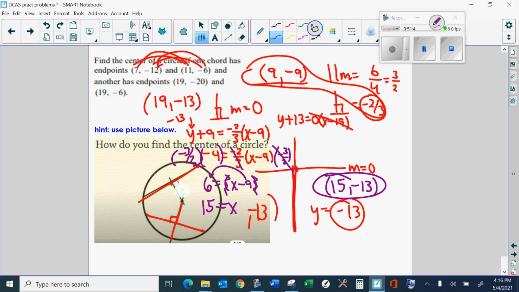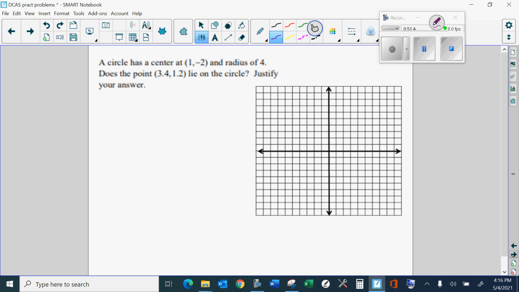Okay, right there. A circle is centered there with a radius of 4. So if I go ahead and make it, (x minus 1) quantity squared plus (y plus 2) quantity squared equals 4 squared, which is 16. Does the point (3.4, 1.2) lie on the circle? In other words, I plug in 3.4 there and 1.2 there. If that comes out to be 16, then it lies on the circle. If not, it doesn't lie on the circle.